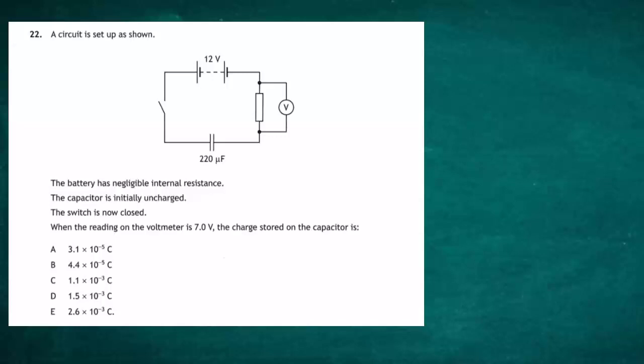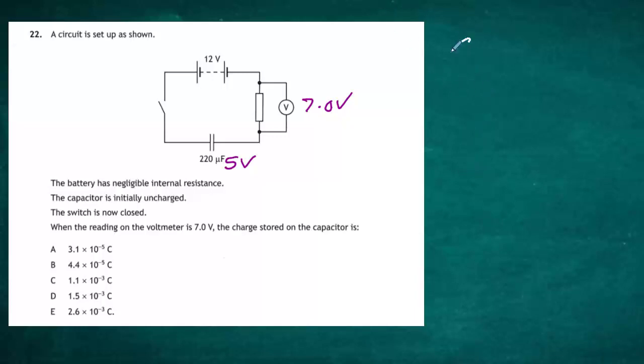Well, at this particular time of the charging, the voltmeter is going to read 7 volts. We put down 7 volts there. But we know that the potential difference across the capacitor and the resistor, if you add them up, will give you the voltage of the supply. So there must be 5 volts across the capacitor at that particular time. And we've got a 220 microfarad capacitor, and we're asked to find the charge stored on it.